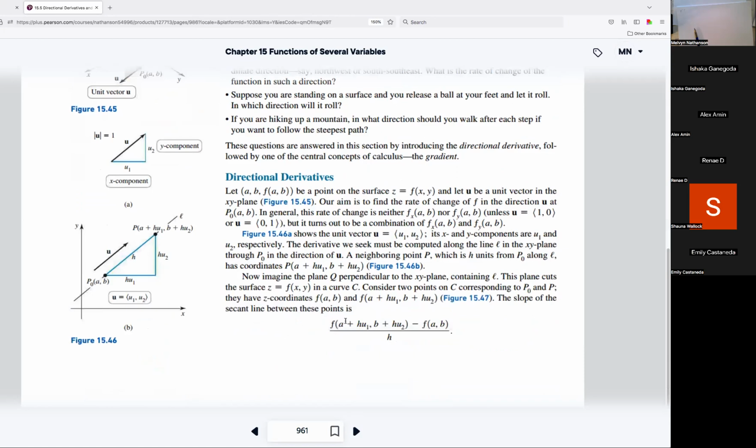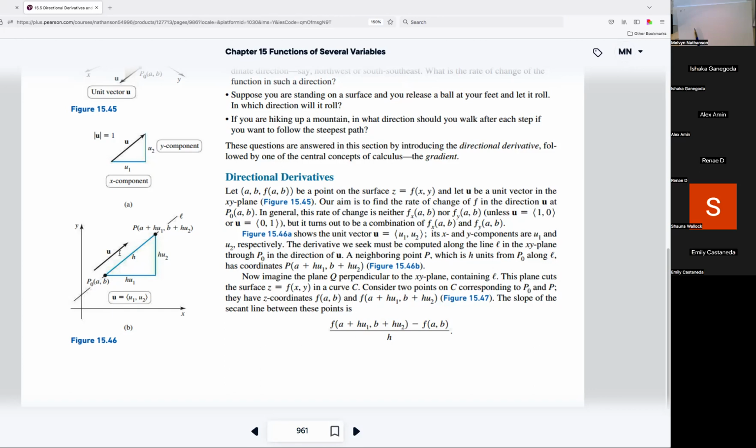And the natural way to define that would be by this formula. If u is a vector with coordinates u1, u2, and you start at the point (a, b) and you move a little bit in the direction of u, then your point moves to (a + hu1, b + hu2). So if you take the value of the function at this point, minus f(a, b), and divide by h, and to make things unambiguous, we take u to be a unit vector, a vector of length 1, because we only care about the direction.